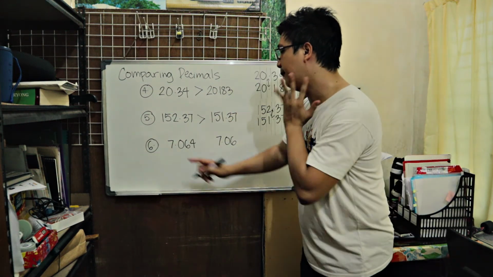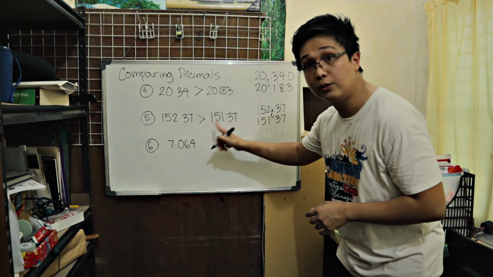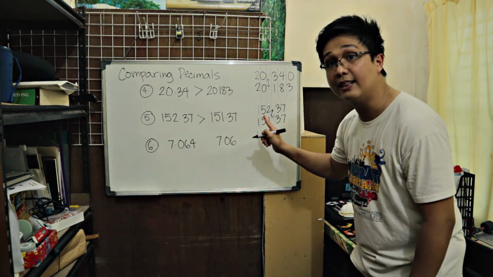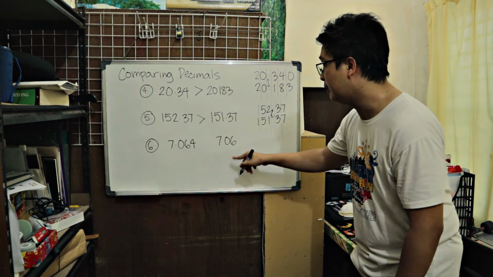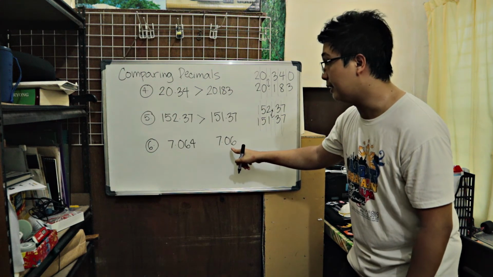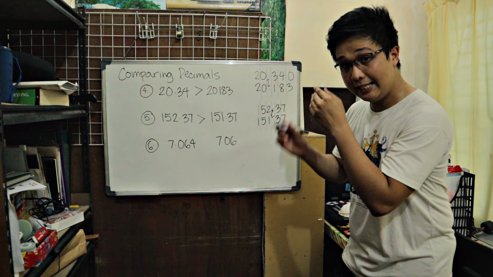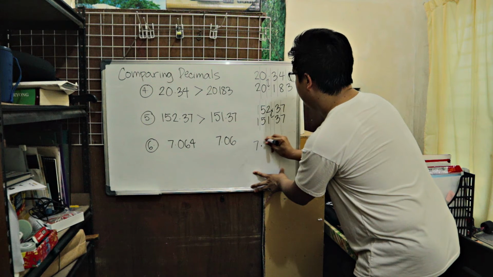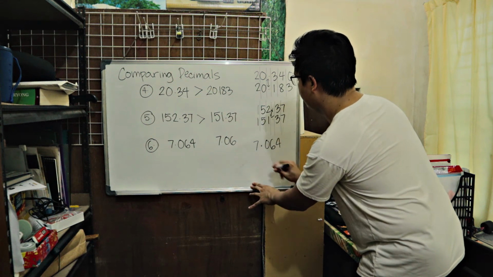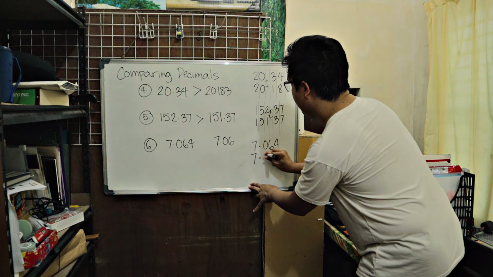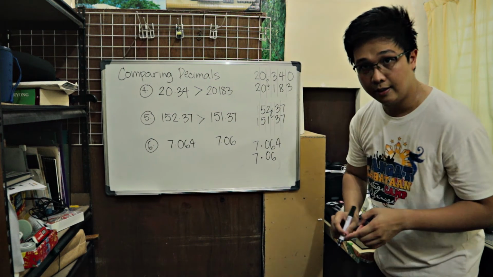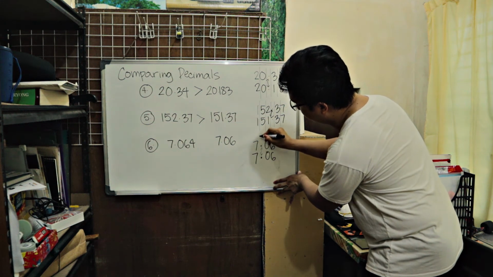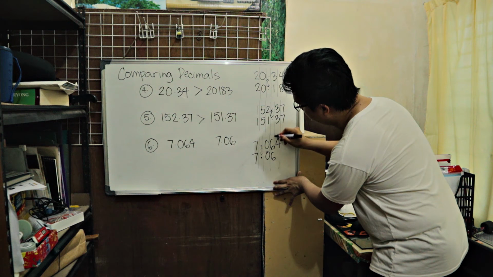Sige, let's try this one naman. 7 and 64 thousandths. Kay 4 is in the thousandths place. Kag 7 and 6 hundredths. Kay 6, the farthest decimal value is in the hundredths place. I-align ta dayon ang decimal point. So 7 and 64 thousandths. Kag 7 and 6 hundredths. Let us separate them. Una gin-align natin ang decimal point. Separate sila according to place value.